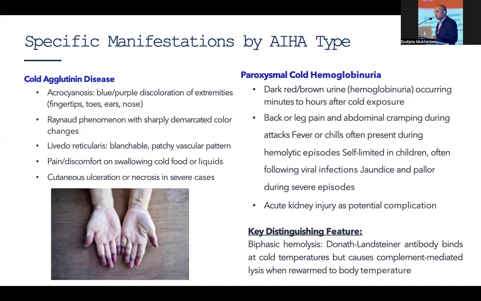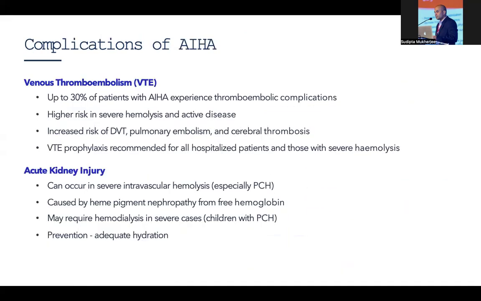Acute kidney injury is a potential complication or morbidity. The key distinguishing feature is the biphasic hemolysis in paroxysmal cold hemoglobinuria. That is, the Donath-Landsteiner antibody binds in cold temperature, but causes complement-mediated lysis after rewarming up to body temperature. In terms of complications, two main morbidities: venous thromboembolism and acute kidney injury.